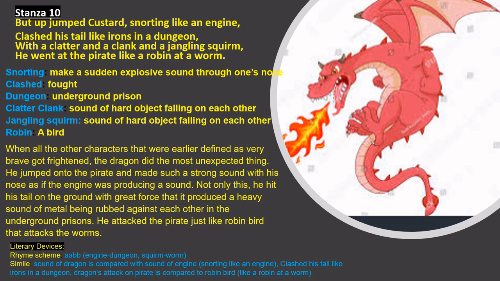Dragon's attack on the pirate is compared to a robin bird. Again you see here, there is a comparison. Pirate like a robin at a worm. So you find these are the comparisons. Tail like iron. Okay, then you have snorting like an engine. So these are the examples of simile which you find in this stanza.